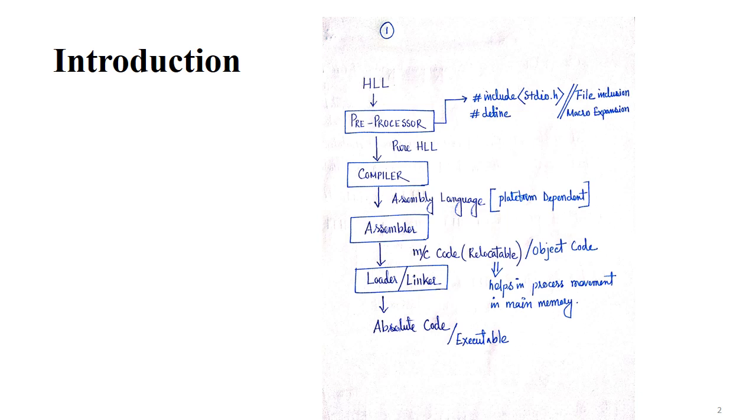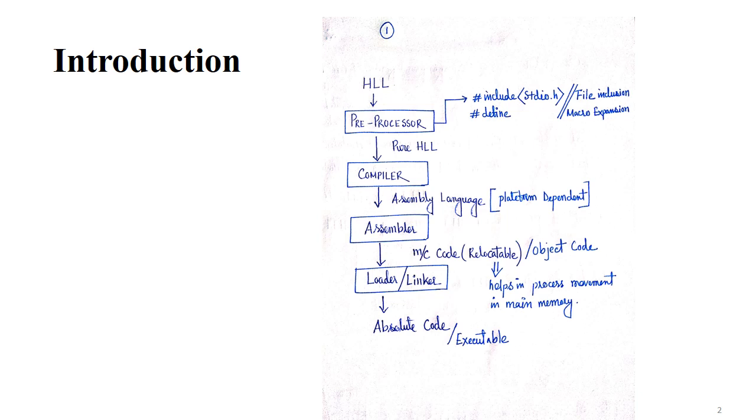Your high-level language contains all those macro expansions and header files, but after the preprocessing stage, those header files and macro expansions are removed from your high-level language code. That code is called pure high-level language. That means your pure high-level language doesn't contain macro expansions and the stdio.h file, or you can say header files. But how will your code run without header files or macro expansions? That is a question again.